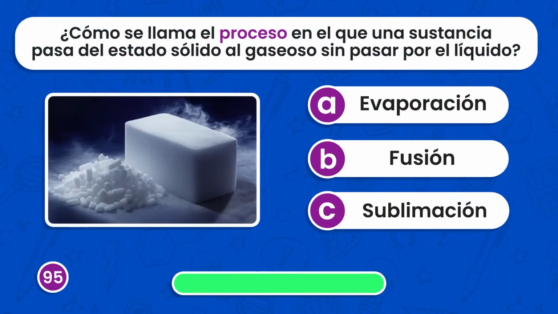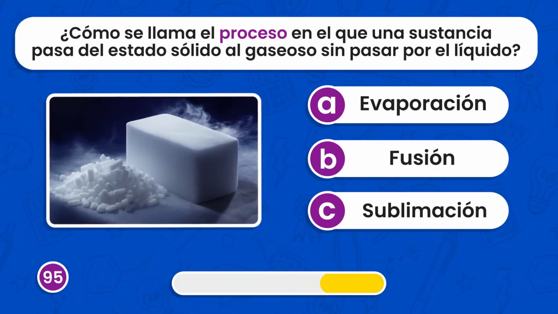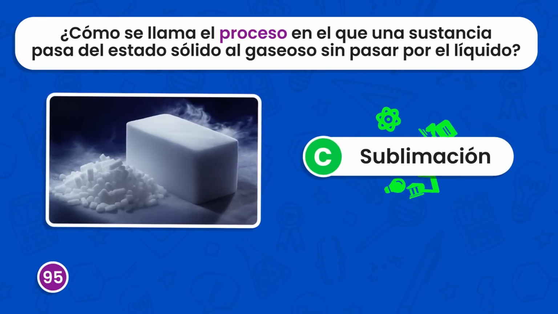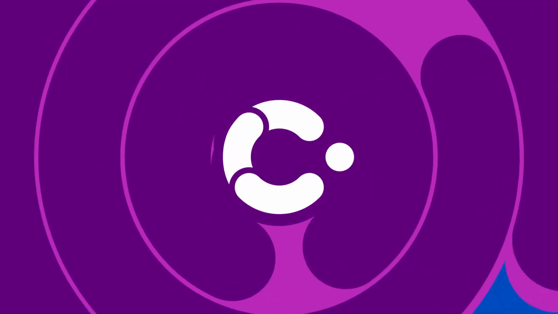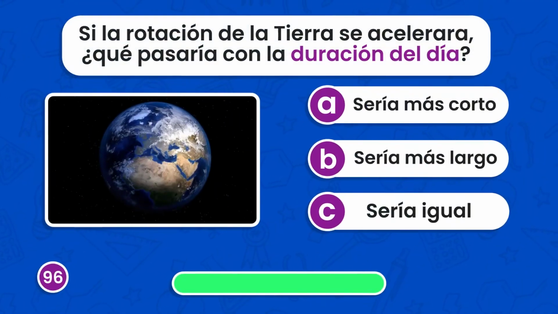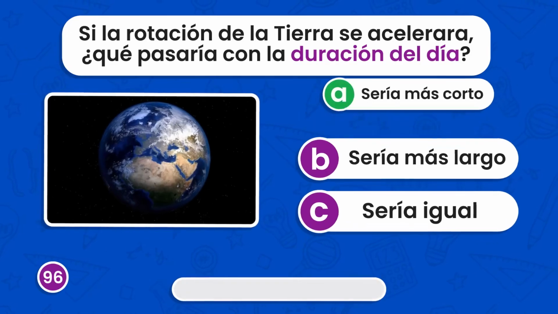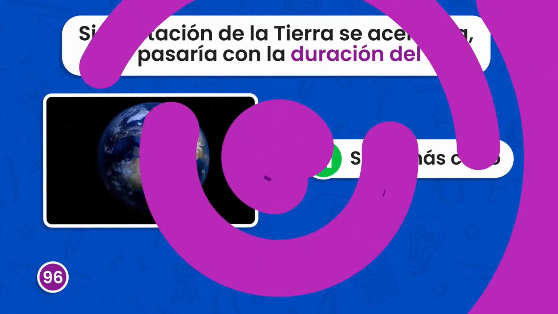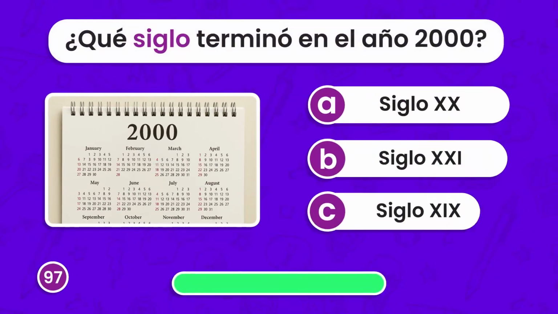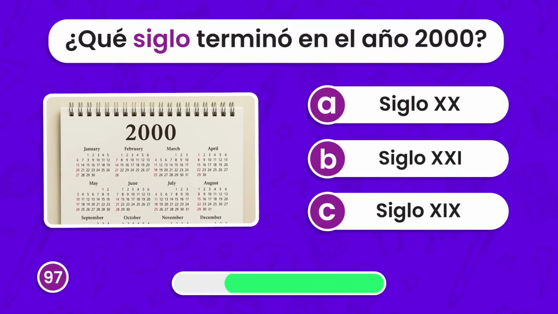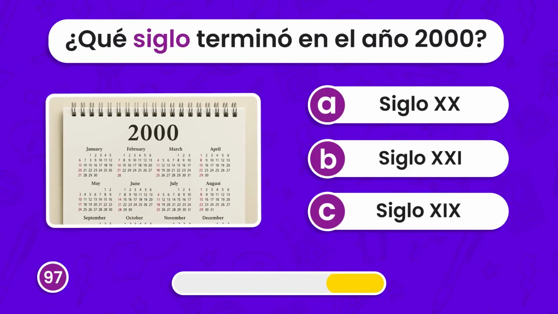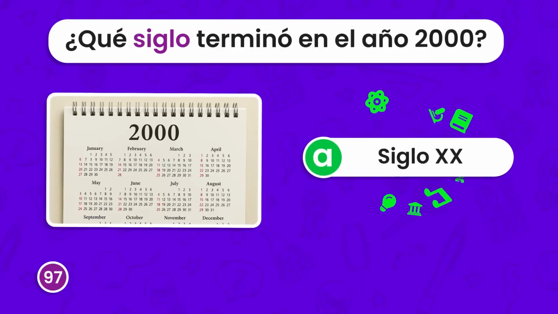What is the process where a substance changes from solid to gas without becoming liquid? Sublimation. If the Earth's rotation speeds up, what would happen to the length of the day? It would be shorter. Which century ended in the year 2000? The 20th century.